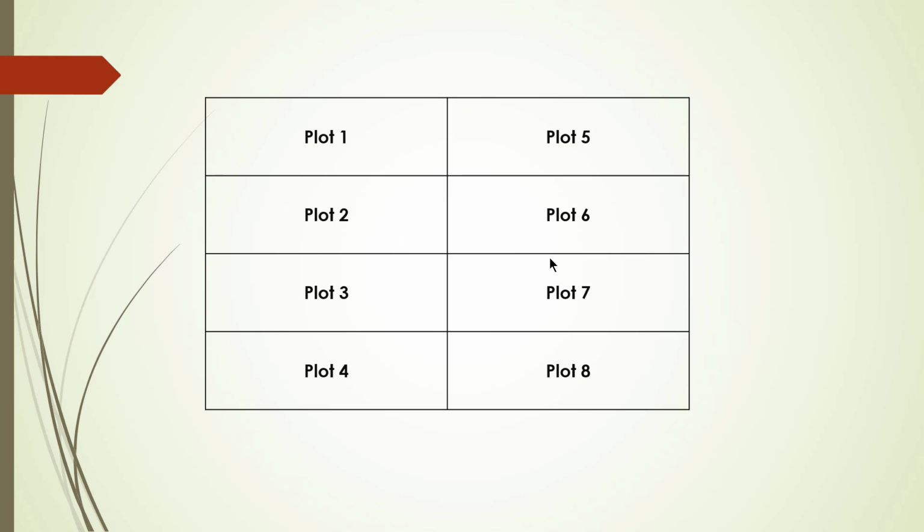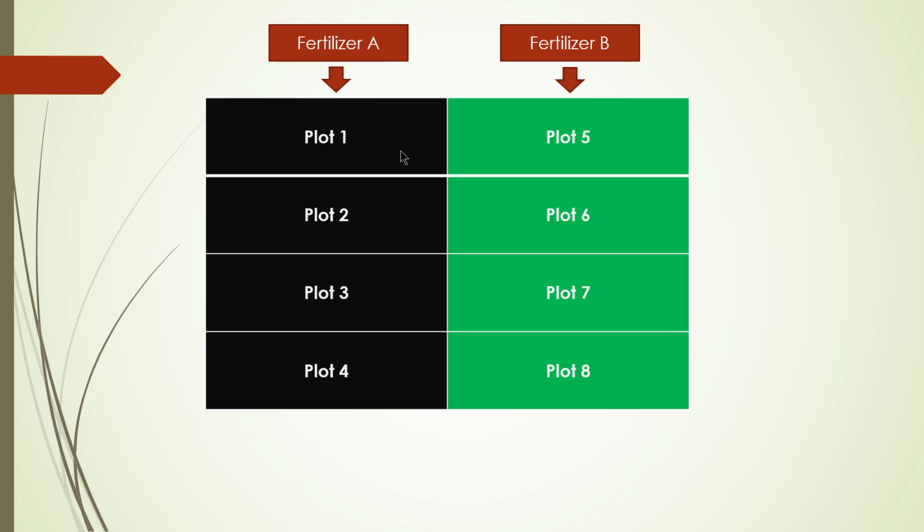So for example, you want to compare 2 fertilizers and there are 8 plots of land. Then what you can do is you can assign fertilizer A to 4 of the plots as shown here and fertilizer B to 4 other plots as shown here. So all the black plots on the left side are getting fertilizer A and all the green plots on the right side are getting fertilizer B. So you can conduct research in this way as well.